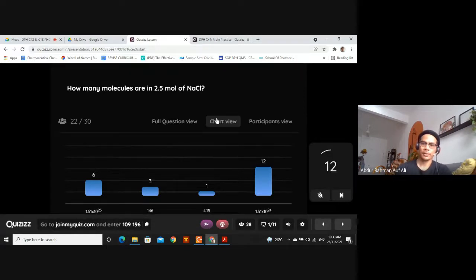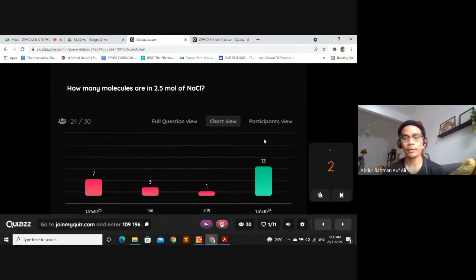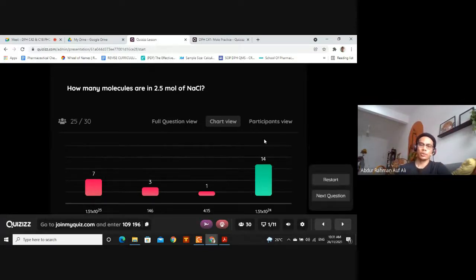Paling banyak sekali 1.51 darab 10 kuasa 24. Okay, so let's just end this. Saya pun tak sabar. So jawapan yang betul adalah 1.51 darab 10 kuasa 24. So macam mana nak perform this calculation, jalan kerja dia adalah macam yang saya tunjuk tadi lah.